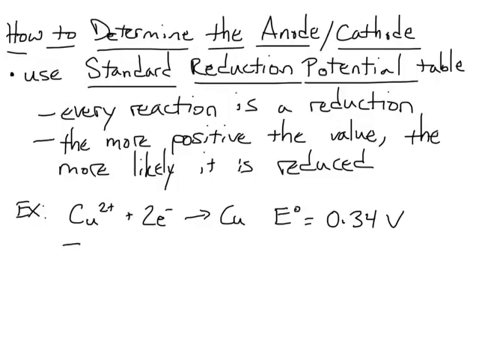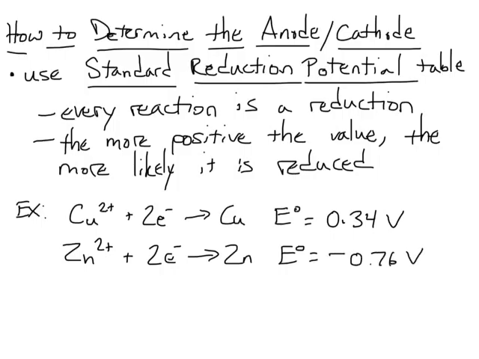If we looked up zinc's reduction, zinc gaining 2 electrons has a potential, according to our sheet, I'm double checking, yep, of negative 0.76 volts. So this one's pretty clear. The more positive the value, the more likely it is to be reduced. So we see our copper ion gaining 2 electrons has a potential of 0.34 volts. That's what's going to be reduced. And zinc, since the reduction is very unlikely, zinc is going to be oxidized in this case.